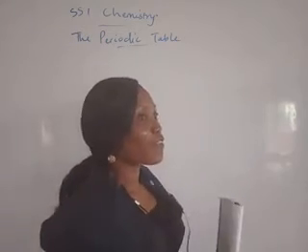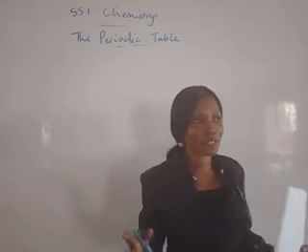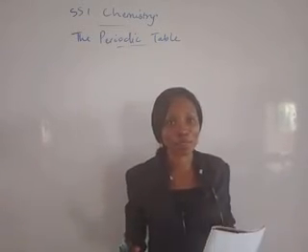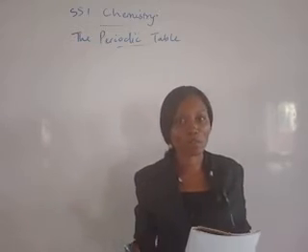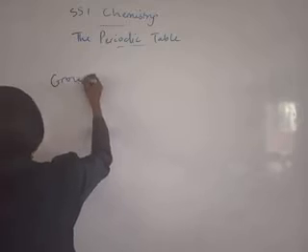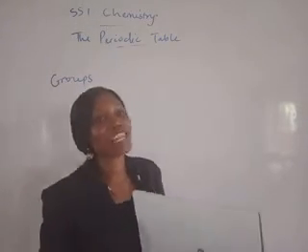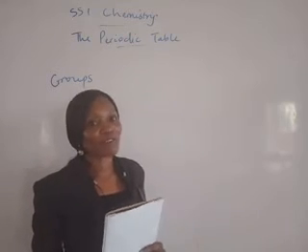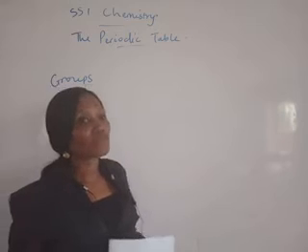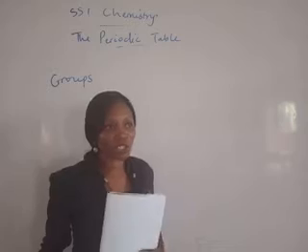In our previous class, we said that the periodic table is just a table that depicts the arrangement of elements into groups and periods. Now, when we talk about groups, remember we said that elements that belong to the same group have the same valence electrons. And when we talk about valence electrons, we are talking about the outermost electrons. And we said for periods, elements belonging to the same period have the same number of electron shells.